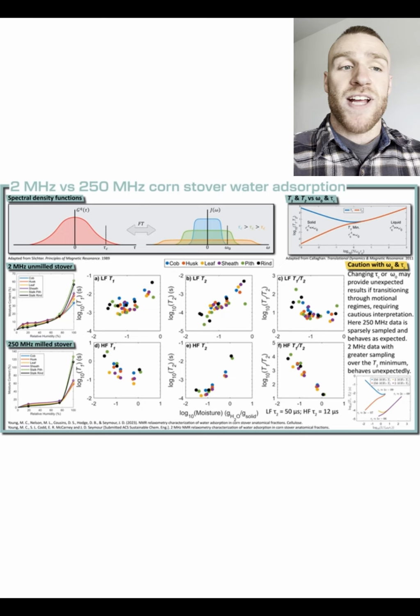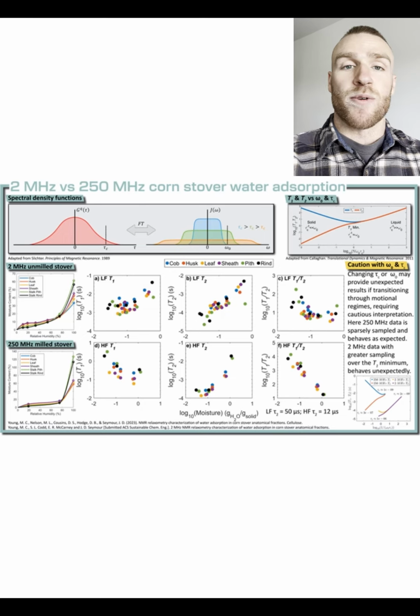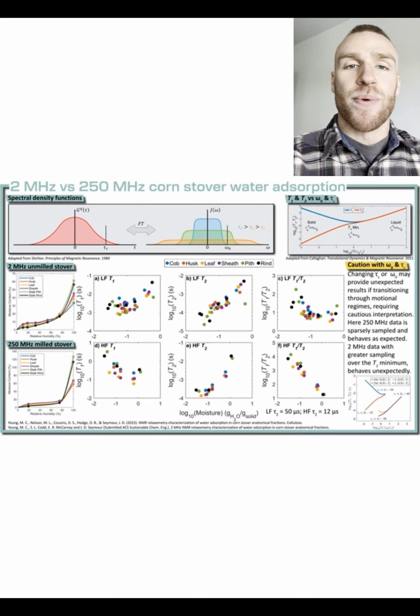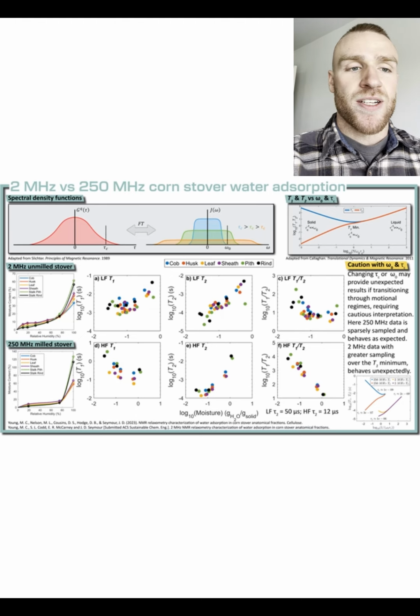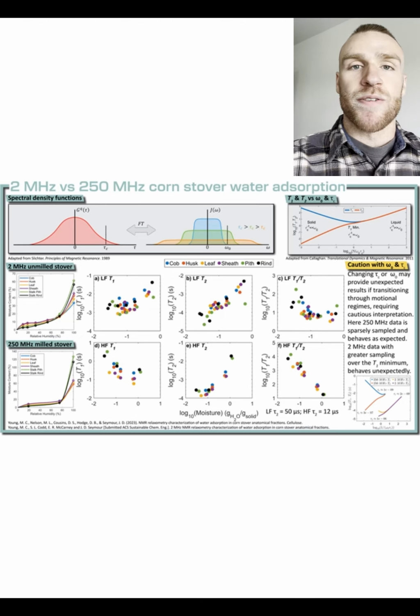Next, we observed how differences to the Larmor frequency and rotational correlation times impact T1 and T2 relaxation through measurements of water absorption in corn stover at both 2 and 250 megahertz. We found an unexpected trend when traversing the T1 minimum in the low field data.